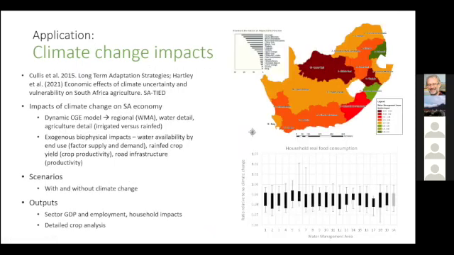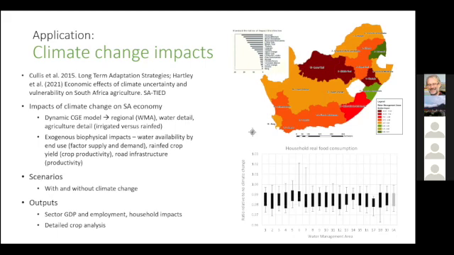And then the third application that I'm going to show is an application looking at the impacts of climate change on South Africa. So this was work that was done for the long-term adaptation strategies by Calibration et al. And then there was also some more analysis done under the TSITICA program to unpack the agricultural sector a bit. So the purpose of the work was to look at the impacts of climate change on the South African economy. It used a dynamic CGE model within an IAM framework.